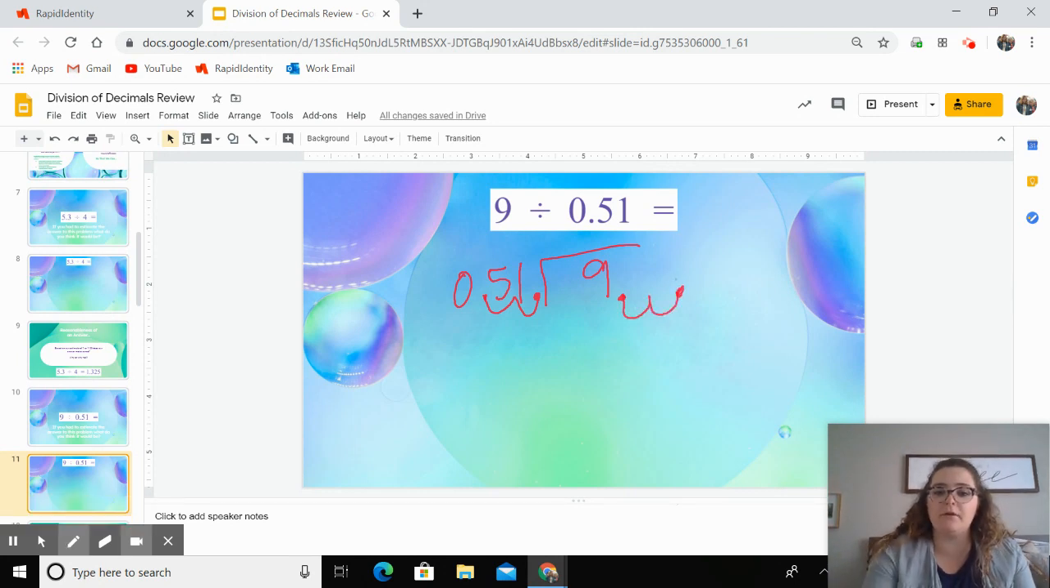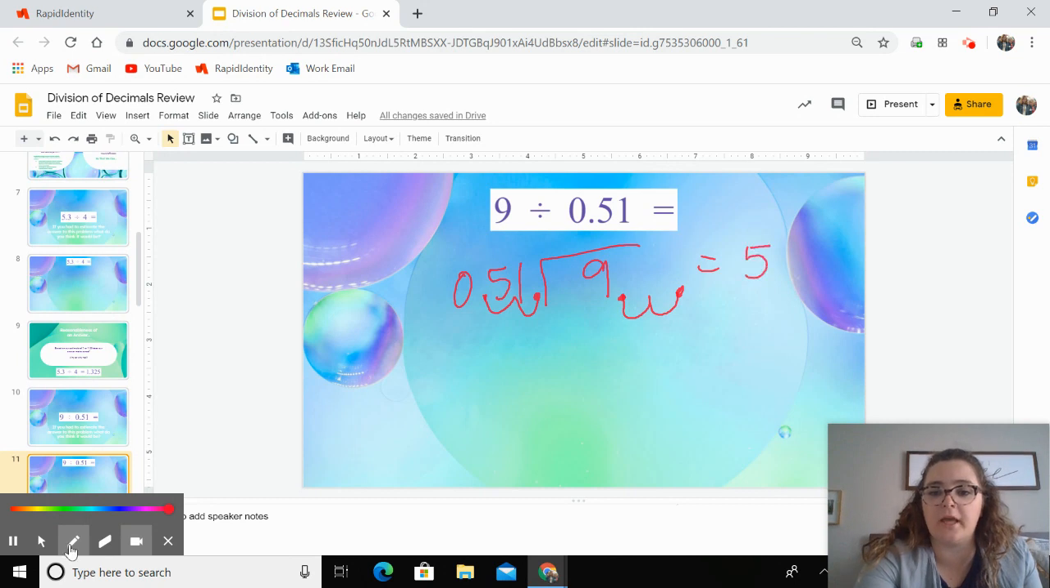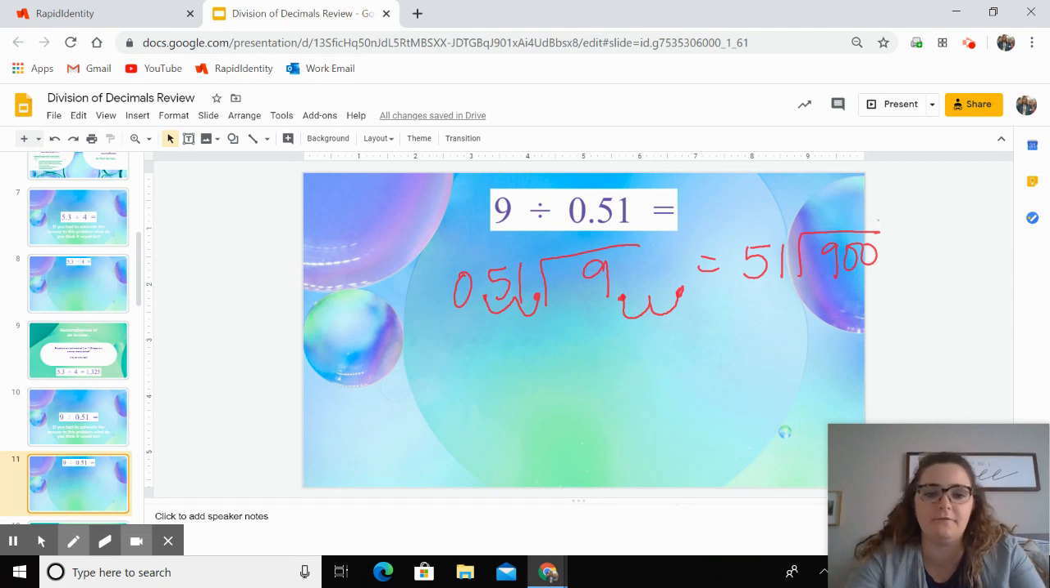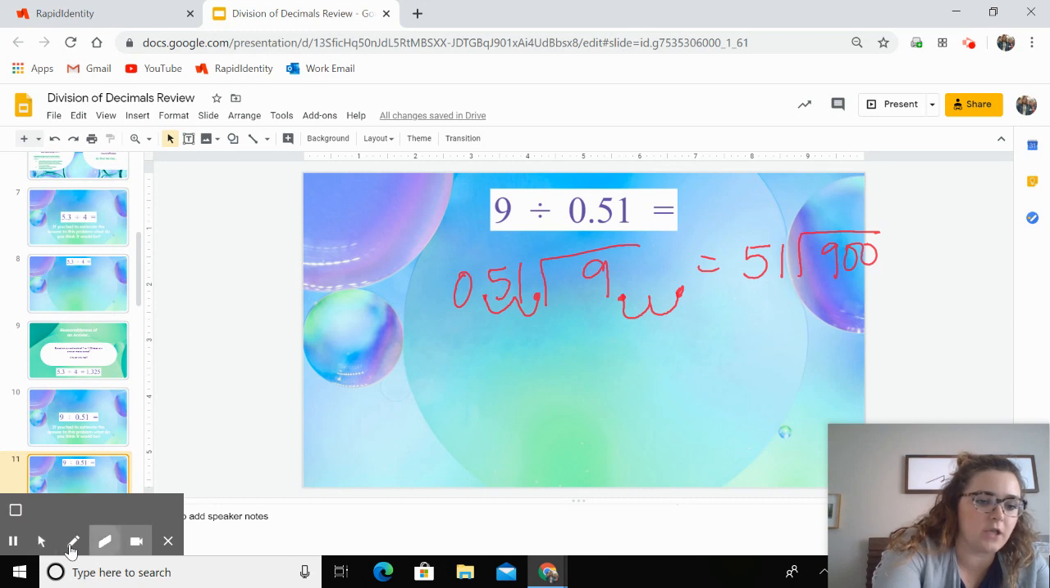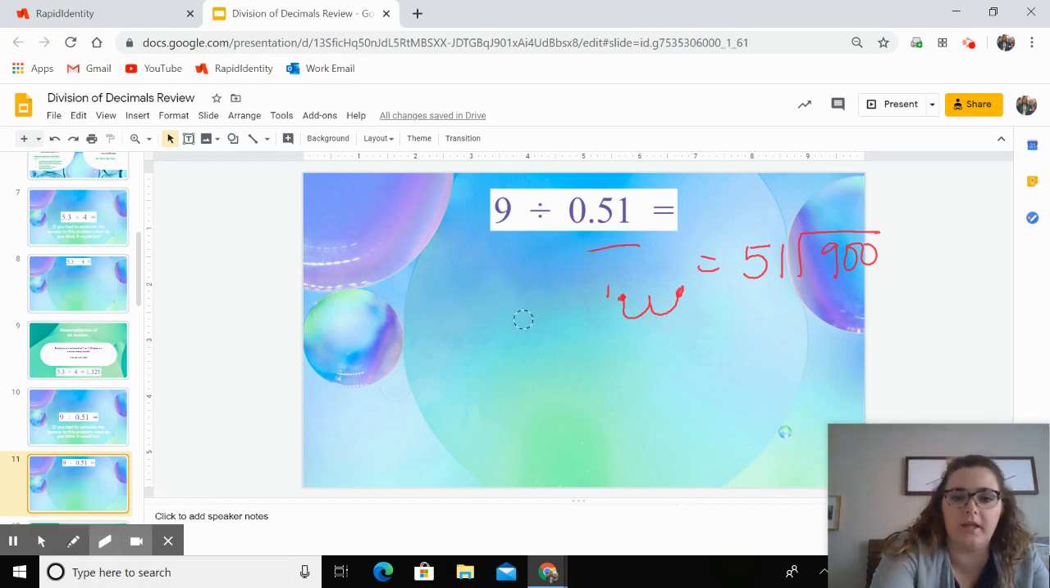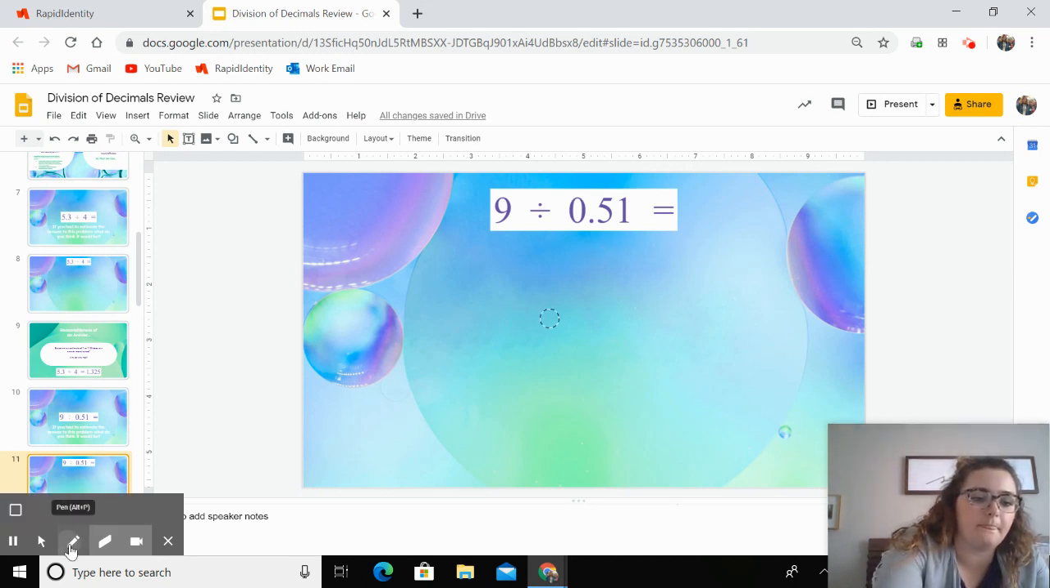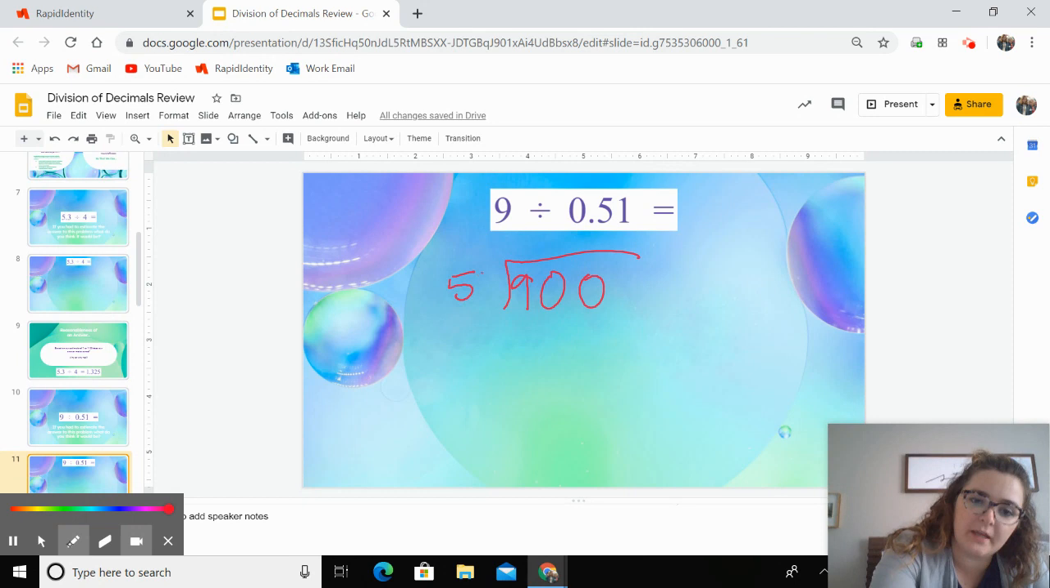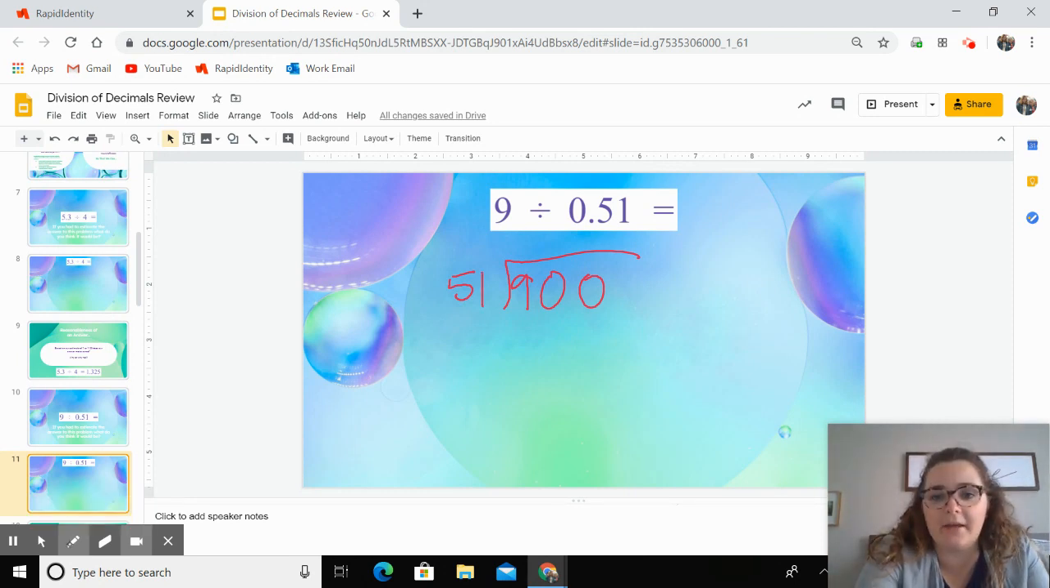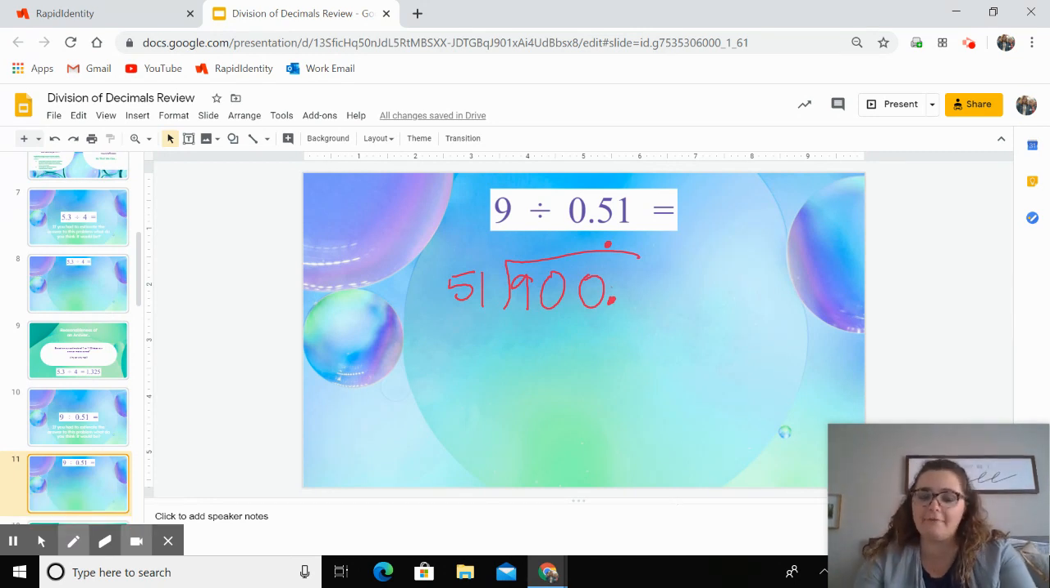Okay, I'm going to rewrite this because remember, this would end up looking like this. So now I can just think of this equation as how many times can 51 go into 900. I'm actually going to rewrite it again, just so that I have more room to solve and show you how to solve. 900 goes in my house, and I'm dividing it by 51. Okay, I'm going to go ahead and carry my decimal up just in case I end up needing it, because remember that decimal is technically still right after my ones place.